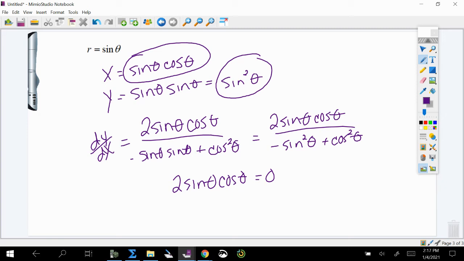So sine of theta equals 0. We're just going to go once around the unit circle. Sine equals 0 at 0, and sine also equals 0 at pi and at 2 pi. We are going to have to see what that does to the denominator. Cosine equals 0 at pi over 2 and 3 pi over 2.